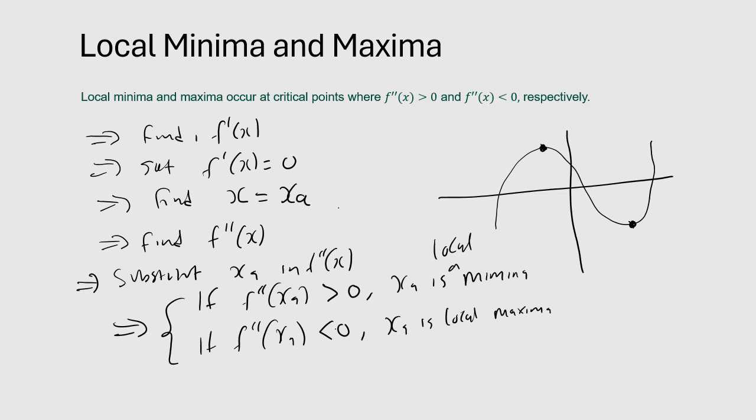So let's trace some examples. We want to find all local extrema of f of x equal to x squared minus 4x. Whenever you see extrema, it means minima and maxima. So we want to find the local minima and maxima of this function, f of x equal to x squared minus 4x. The first step is to write the function.